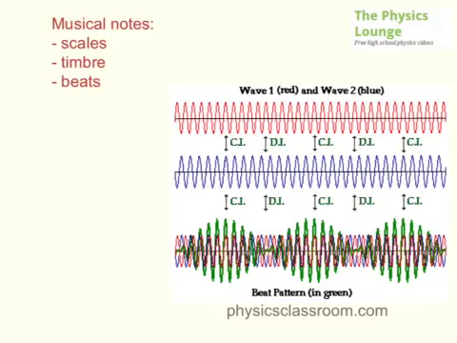So in this video we're looking at musical notes, specifically how musical scales are formed. We're looking at a quality of musical notes called timbre, and we'll be looking at beats, which is this diagram on the bottom right here from physicsclassroom.com, which is also a great website for lots of other self-learning in the physics realm.